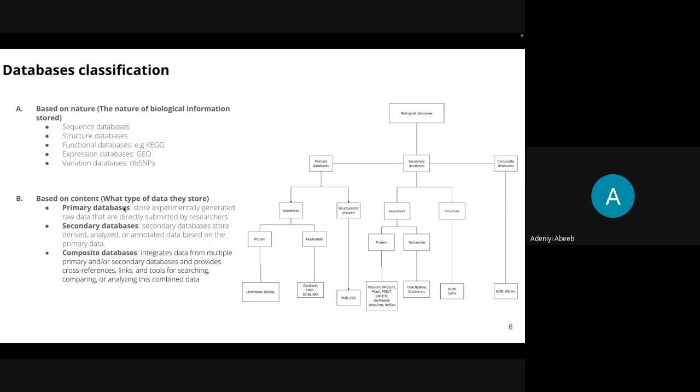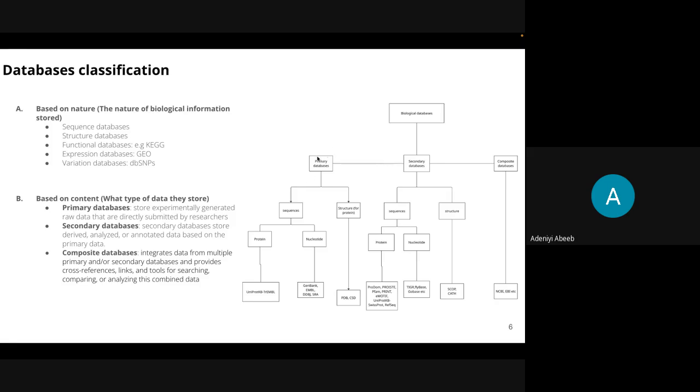Primary databases hold data sets that are generated in the lab, that are raw. You've not analyzed them. They are just raw data, data that has not been analyzed at all, and you've not organized them into information. So that is what primary databases hold.